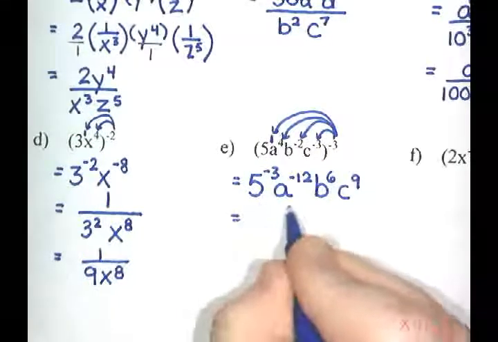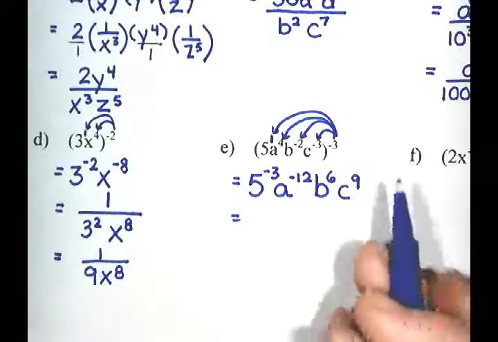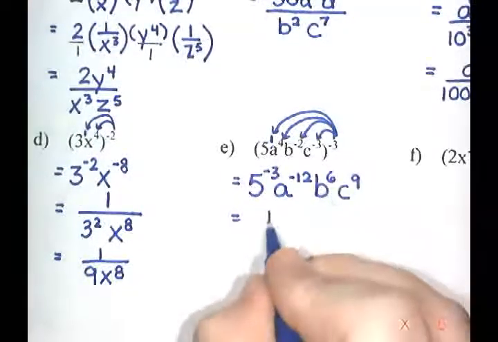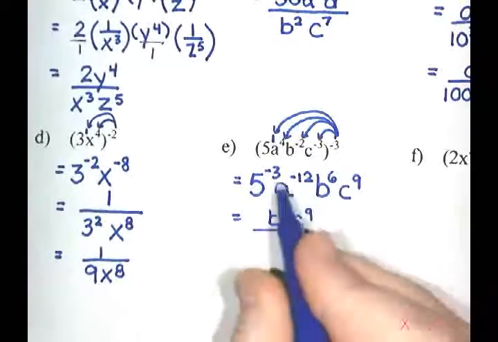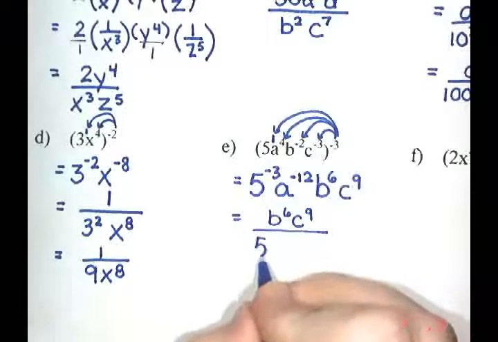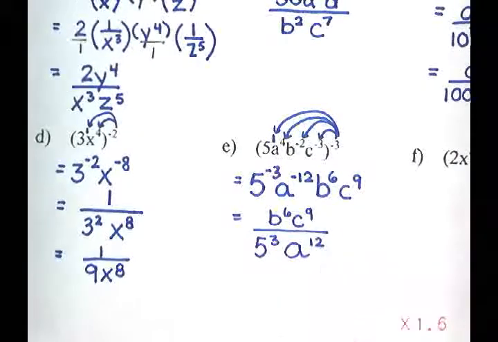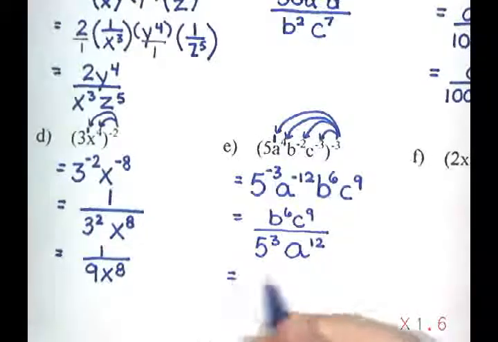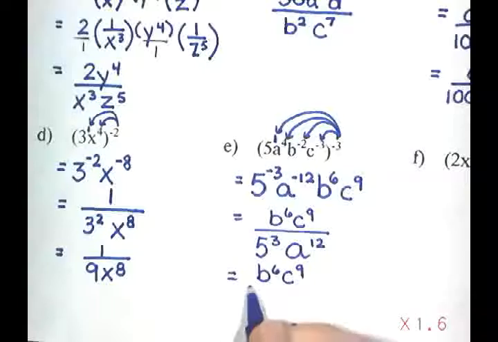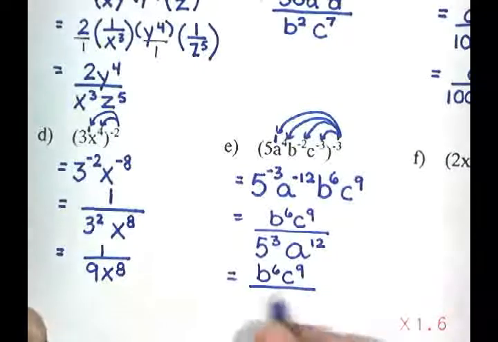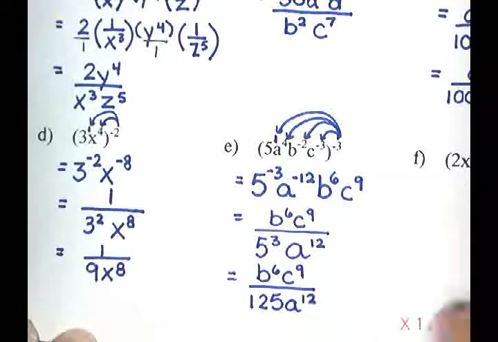Now, I've run out of exponent rules to follow, so I'm just going to flip anything that happens to have the negative. I'm going to leave the positive, so the b to the 6 and the c to the 9 in the numerator. And then all of the ones with the negative exponents are going to flip down into the denominator. So 5 to the 3 and a to the 12. And then my one last step, I will evaluate 5 to the 3 since I can. So I'm going to leave b to the 6, c to the 9. 5 to the power of 3 is 125, a to the 12.